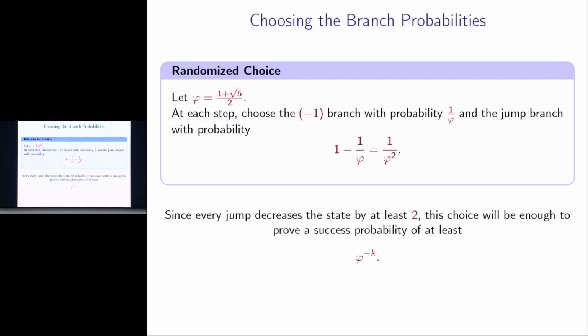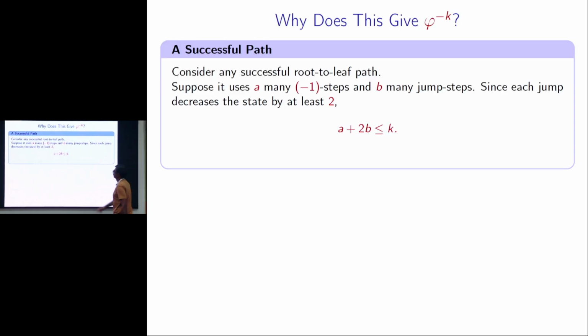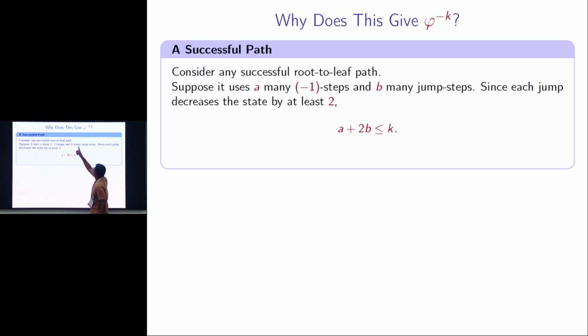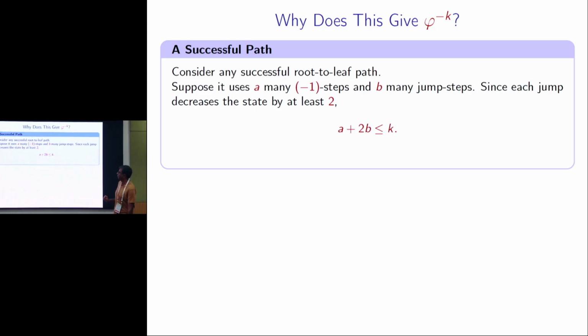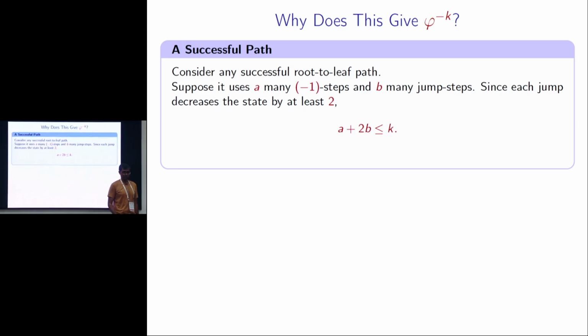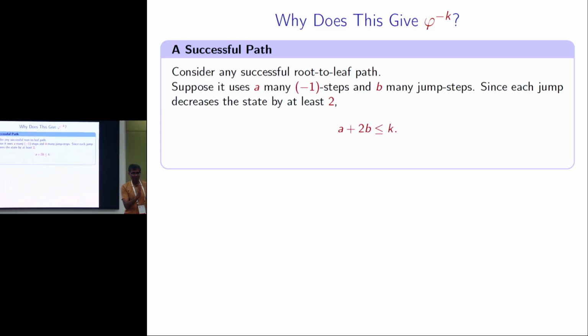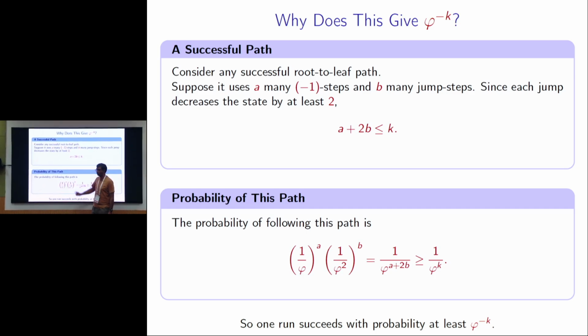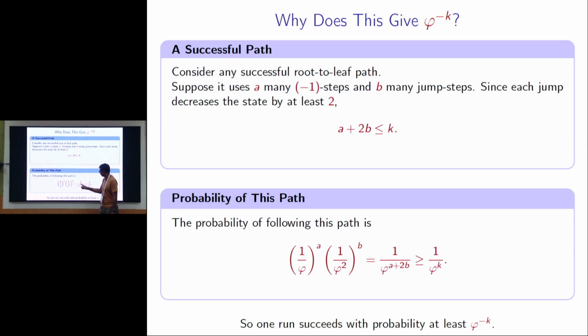Now since every jump decreases the state by at least 2, this choice will be enough to prove the success probability is at least phi to the minus k. And now let me give you the proof of why the success probability is phi to the minus k. Okay. So how many A steps do you take? Suppose you take A many steps and you take B many jump steps. So what you know is A plus 2B is at most k, because every time you take a jump step, the parameter drops by 2. Okay. So what is the probability of following this path? It is 1 by phi to the power A, times 1 by phi squared to the power B, which is 1 by phi to the power A plus 2B, which is at least 1 by phi to the power k, and that's it.